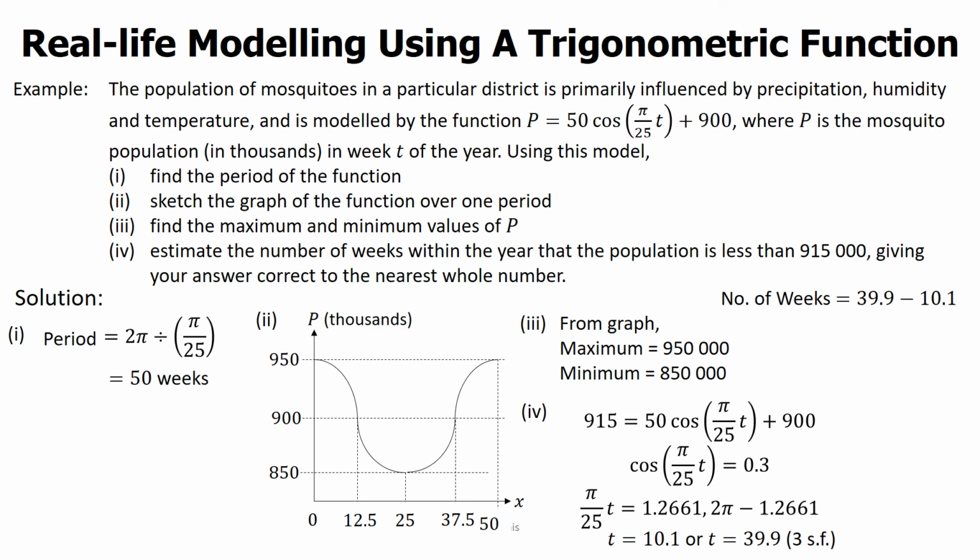So we want to know the number of weeks. It should be 39.9 minus 10.1, which is about 30 weeks. Round it off to the whole number.